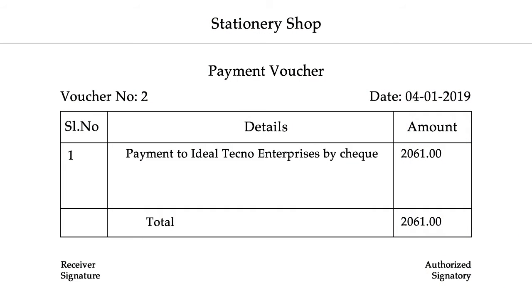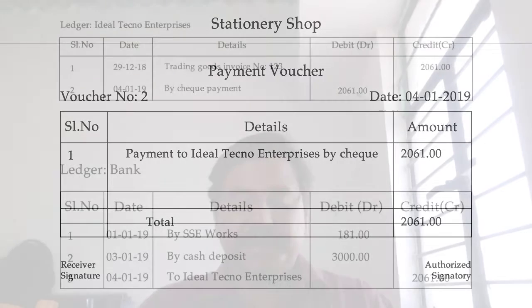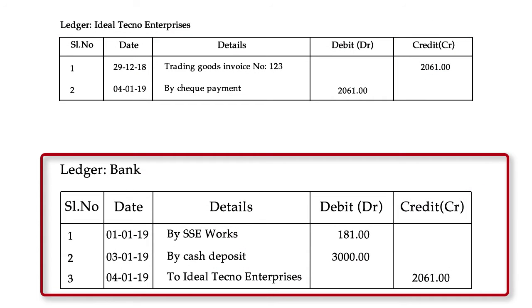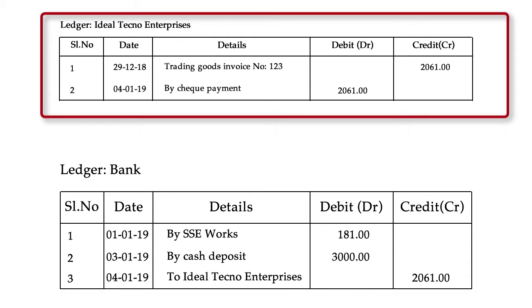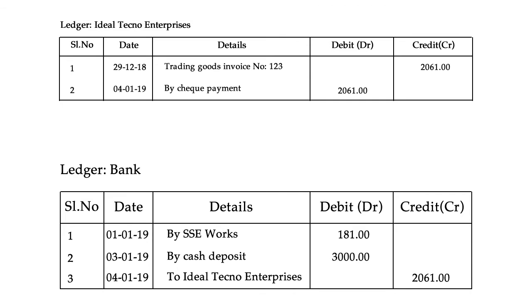In this example, we are paying 2061 rupees to our vendor Ideal Techno Enterprises by check. So here the bank account is credited by 2061 rupees and the party account, or the vendor account, Ideal Techno Enterprises is debited by 2061 rupees. So this is how a payment voucher is generated for the bank.